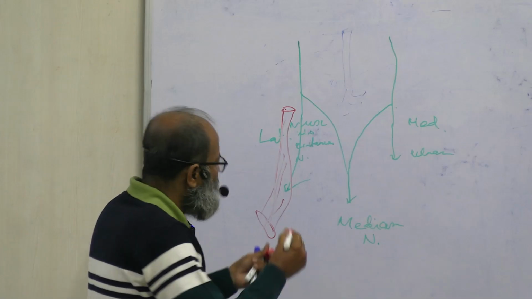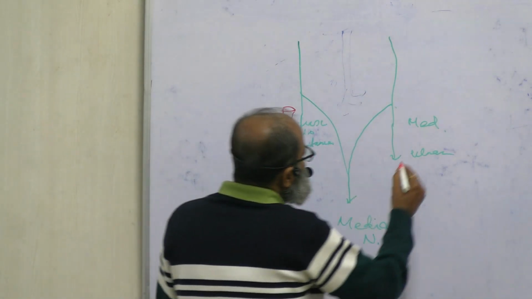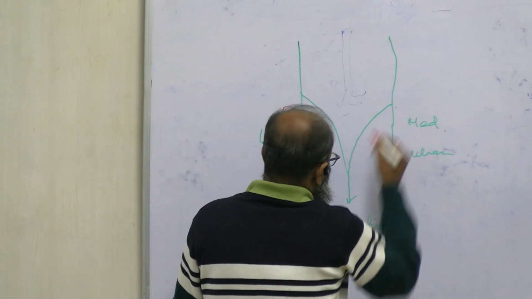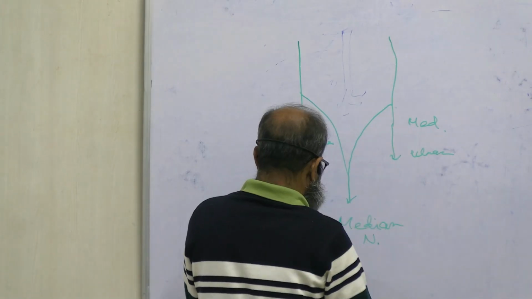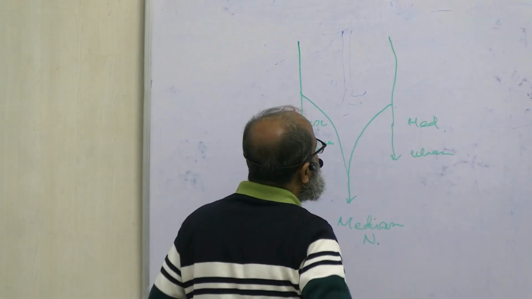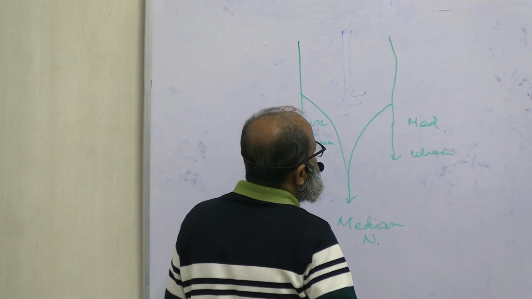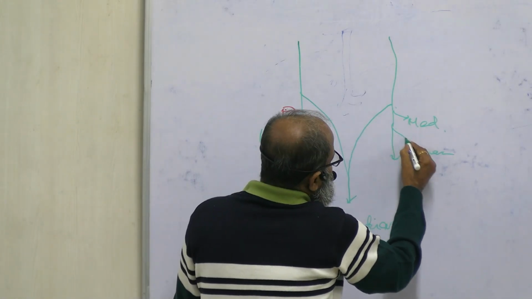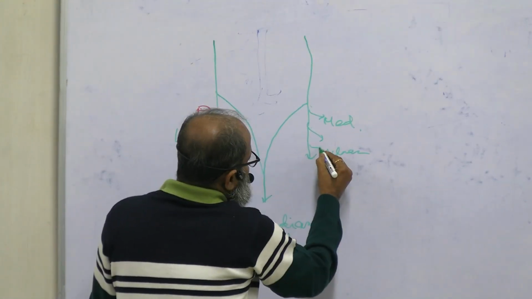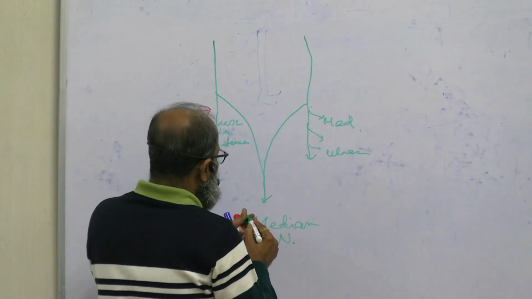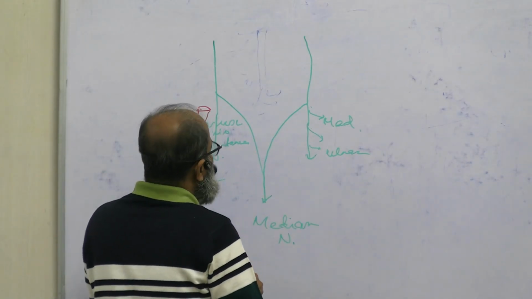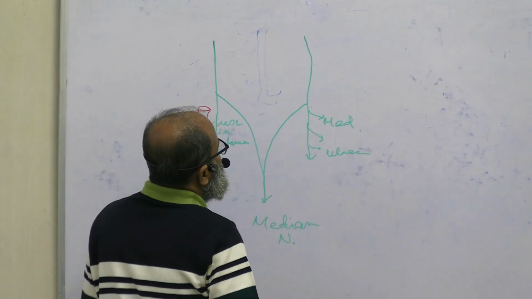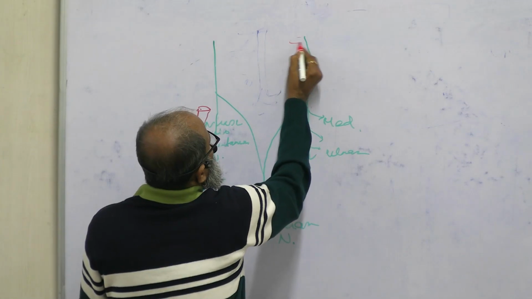Now, there are plenty of nerves close to this medial cord. Alright. Number one, medial pectoral nerve, medial cutaneous nerve of arm and forearm. And here you will get, this is axillary artery. Here will be the axillary artery.